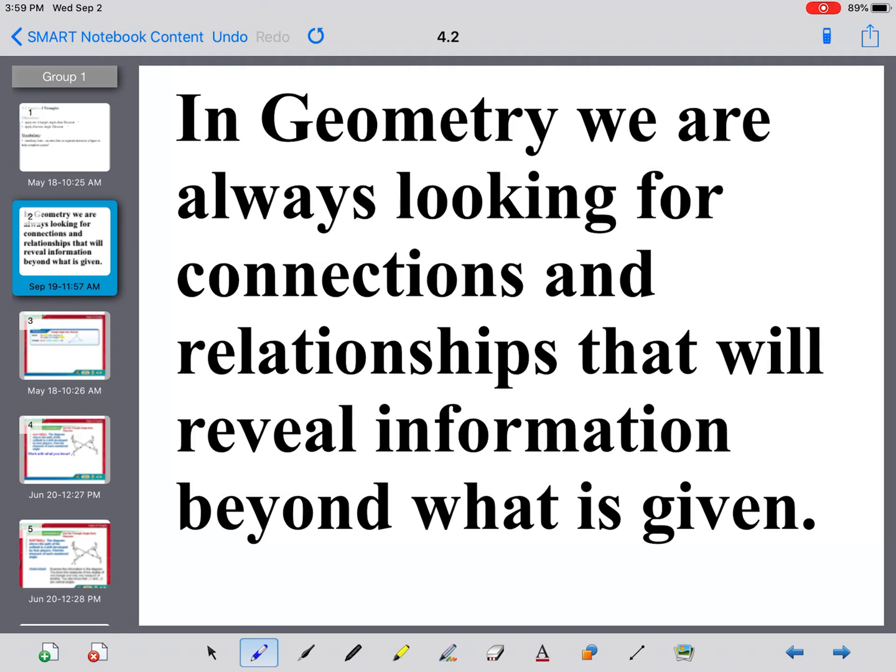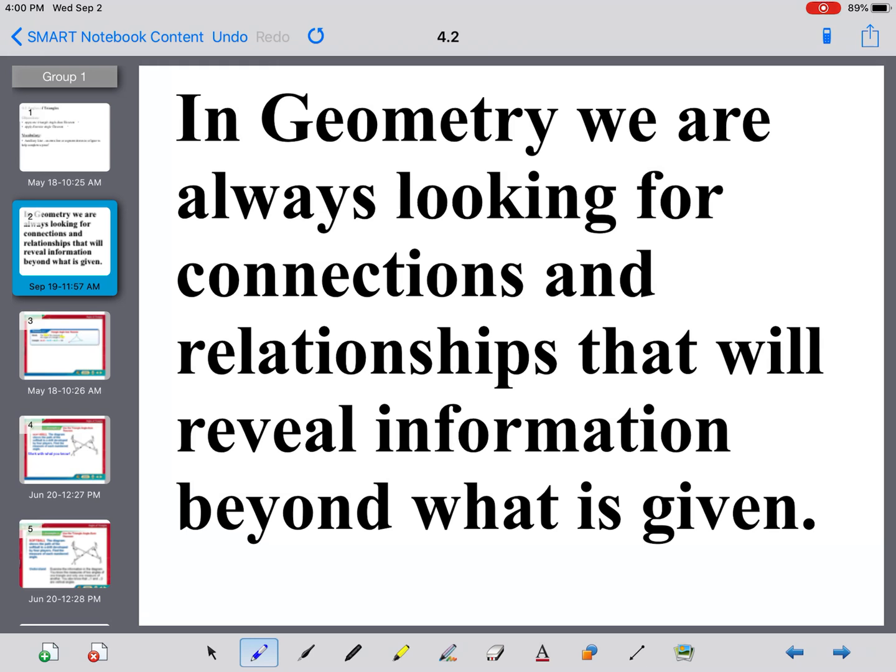Before we do any of that, I just want to say that in geometry, we're always looking for connections and relationships that reveal information beyond what is given. I've written that down. I think I've alluded to it before. But the neat thing is, a lot of times you can find the measure of something that you can't measure because you know relationships of things that you can measure to the thing that you can't measure. And so you can know that additional piece.